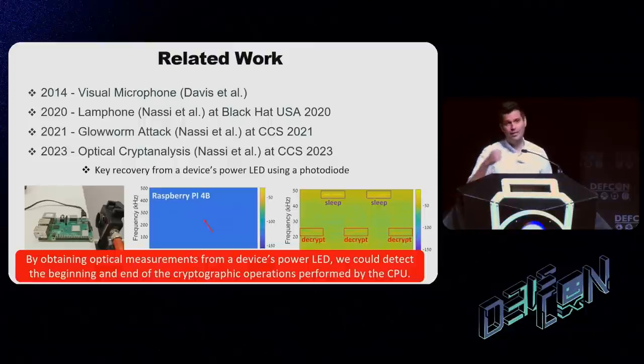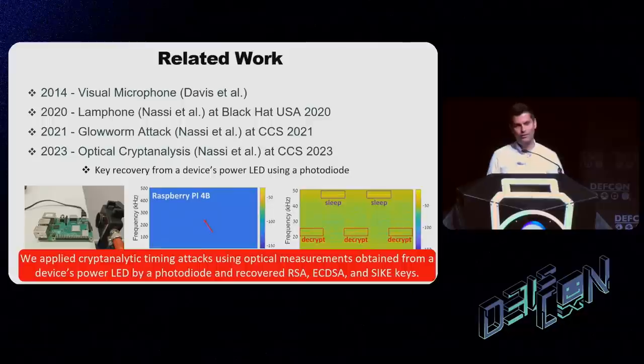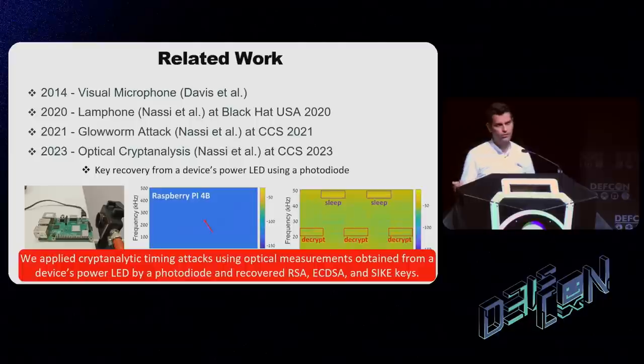This is very bad because it now opens a door to conduct the previous timing cryptanalytic attacks that were demonstrated in the past, but in this specific case, they can now be demonstrated using optical measurements obtained by the photodiode that was directed to the power LED of the device. And we used this understanding in order to recover RSA, ECDSA, and SIKE keys. Again, you can find this information in the paper.